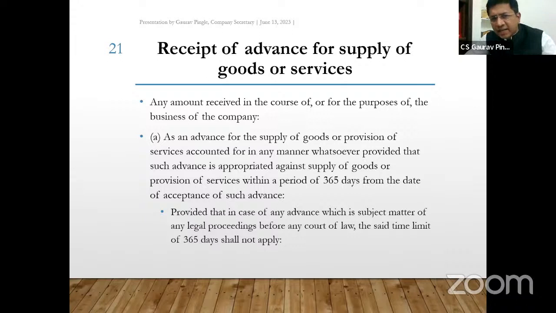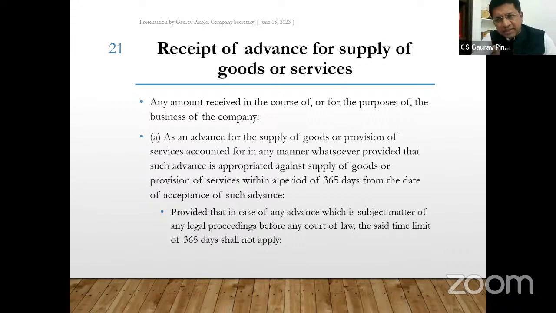It is generally seen in the case of construction contracts, because you pay token money at the time of booking a flat, and then after 3 years you get the possession, and in the interim time you pay the amount. So the initial amount that you pay to the builder, if the builder is a company, then the provisions become applicable. So all these are very important provisions.